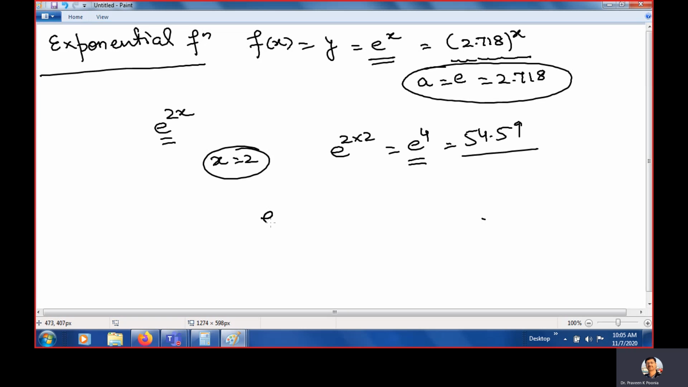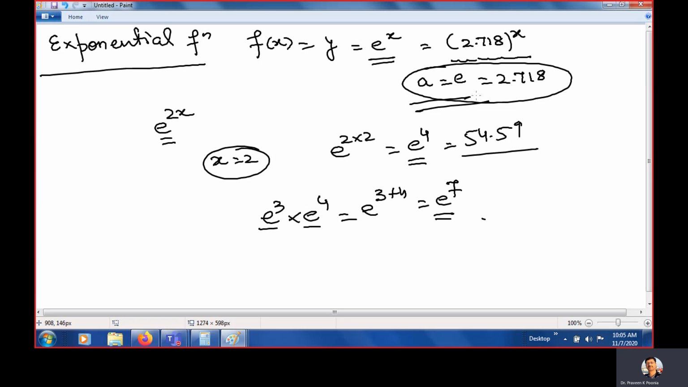If we are writing e power 3 times e power 4, because the bases are the same, e power it will be 3 plus 4, e power 7. All properties are the same, all values are the same except one change. We will take a equals e and the value of this is 2.718. Clear? So that's all about this topic e power x.